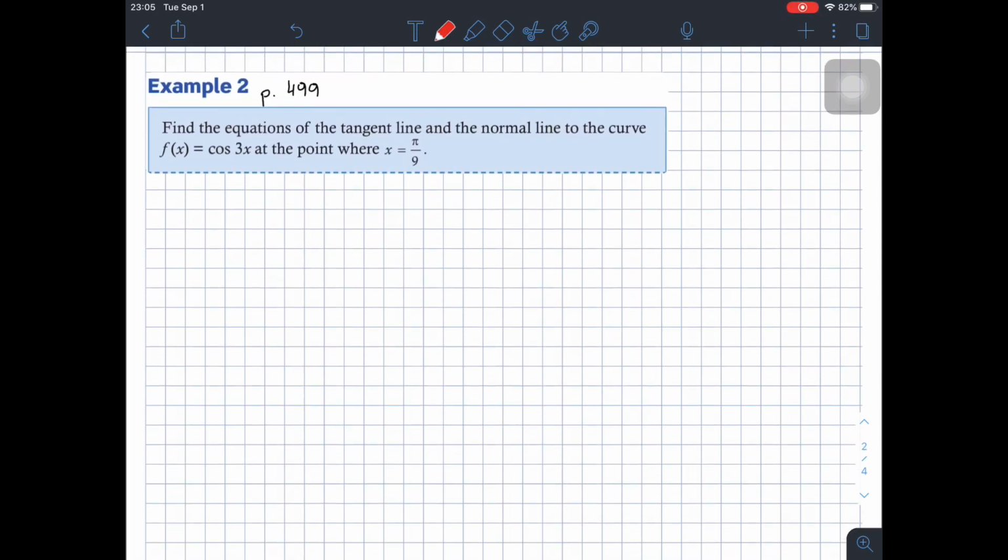So the first thing I'm gonna do is find the y coordinate of the point with x coordinate x equals pi over 9. To do that, I'm gonna replace this value of x into the original function. So I'm gonna find f of pi over 9. If I find f of pi over 9, this would be cosine of 3 times pi over 9.